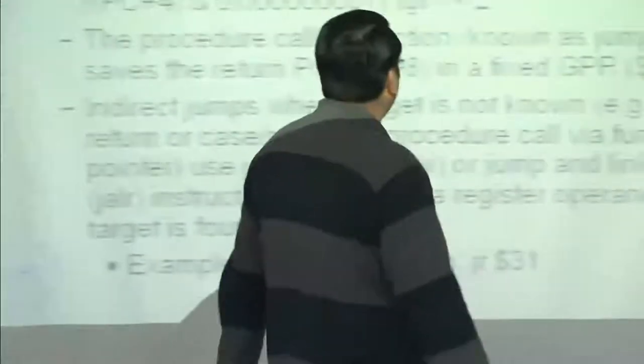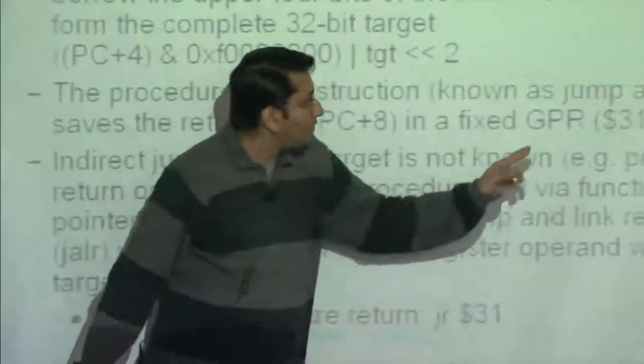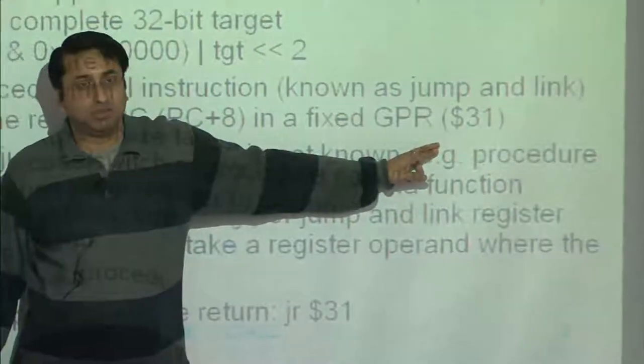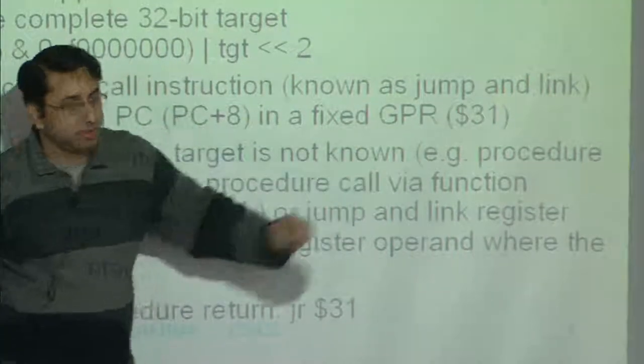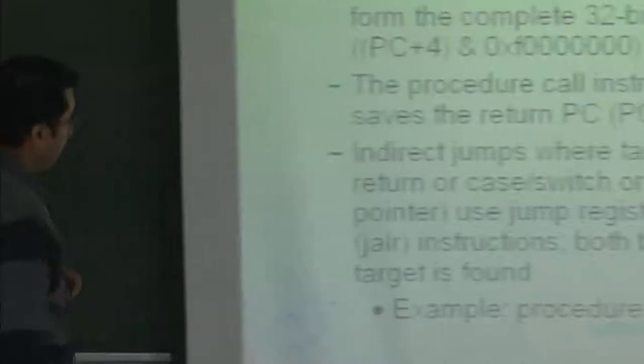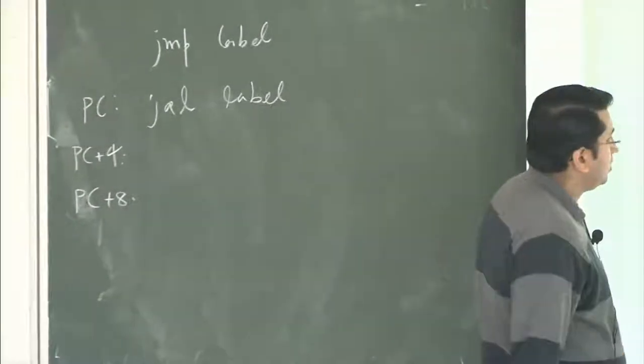Okay, I'll give you the answer. You don't have to guess. I thought if somebody knows. Anyway, so it saves the return address, which is PC plus 8, in a fixed register, which is $31. This is known as the jump return register, or often called the link register. All right, so that's your procedure call instruction.